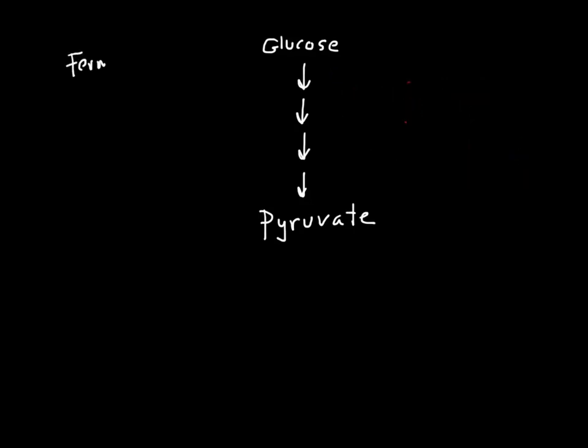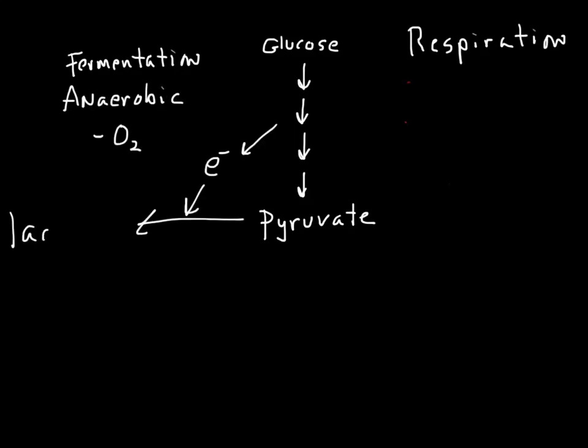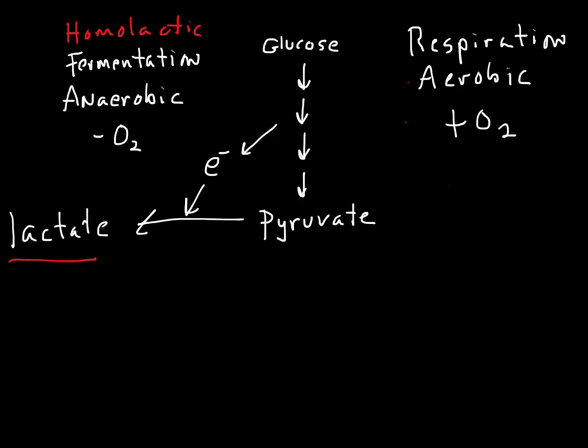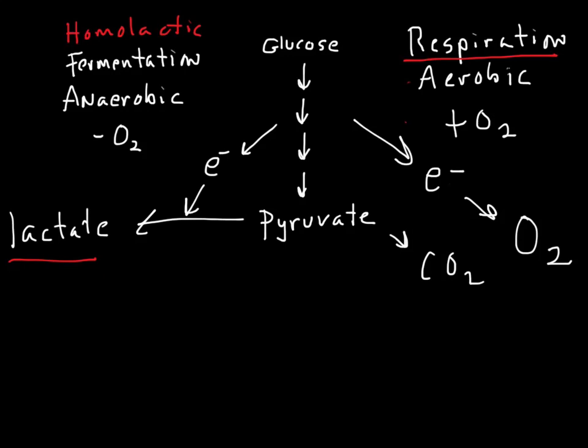In fermentation, the final electron acceptor will be an organic molecule. This can involve transfer of the electrons back to pyruvate to form lactate, and this is known as homolactic fermentation. Glycolysis also serves as an entry to aerobic metabolism. In this case, molecular oxygen serves as the final electron acceptor, and this is known as respiration.